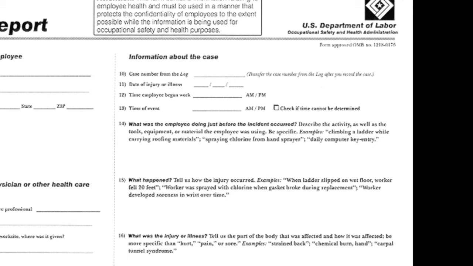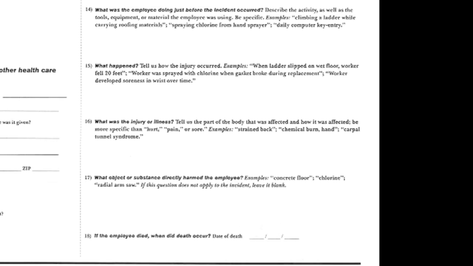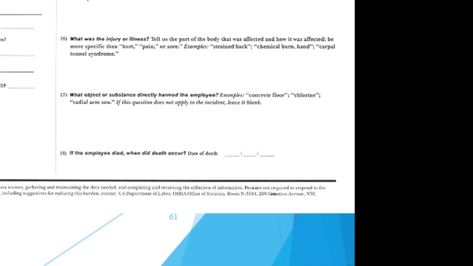Number 14 says, what was the employee doing before the incident? So really describe the events leading up to that incident. And if you need another page, that's fine, you can attach it in the back. 15, what happened? So you're going to say exactly what caused the accident. Then you're going to say what the injury or illness was. And that's 16. And then 17, if there's an object or substance directly harming the employee, you want to write that down as well. So if the employee died, you're putting the actual date of death as that number 18.